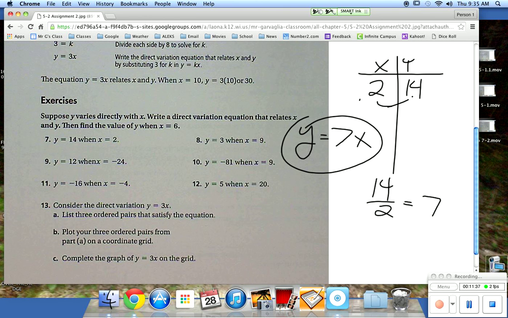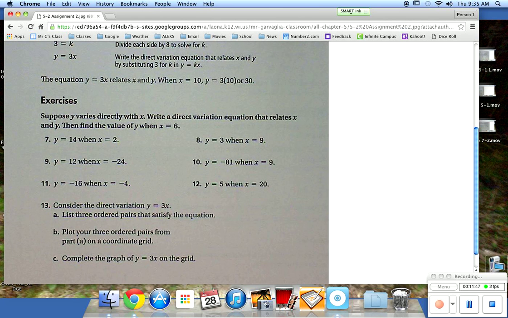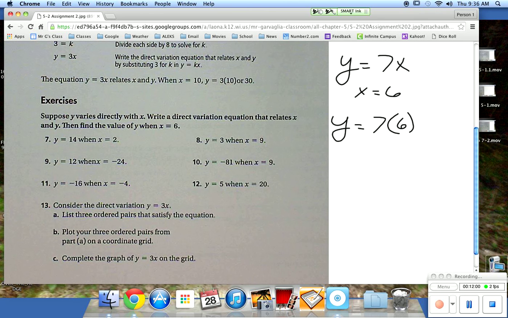So now it asks, then find the value when x equals 6. Let me clear this out. We have y equals 7x, and when x equals 6, y equals 7 times 6, right? Y equals 42. That would be the answer for number 7. You need to do the other 5. Any questions on this?